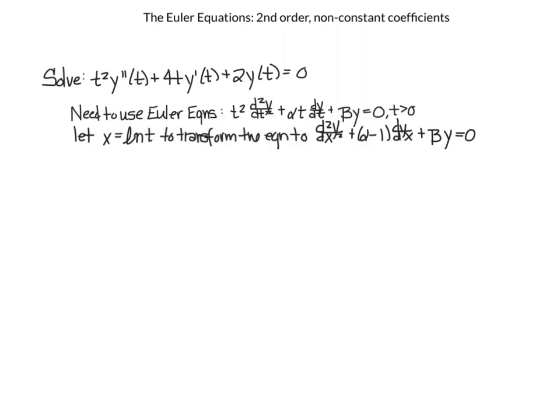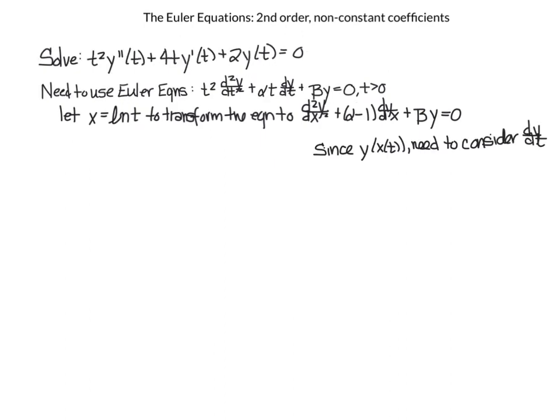What you need are the Euler equations. They apply to differential equations of this form, which this is one of. Here we have the t squared, our second derivative with respect to y. Here alpha is equal to 4, and then we have t, our first derivative with respect to y. Here beta is equal to 2, and then we have our y. And what we do in this Euler's equation is we use this substitution, x equals natural log of t, so that we can transform this equation to our normal second order differential equation that we can solve.